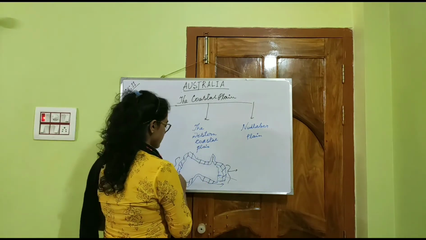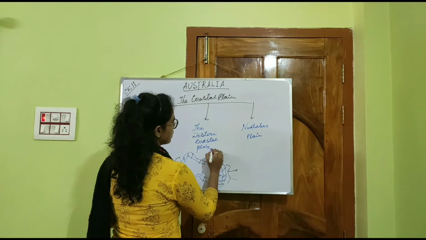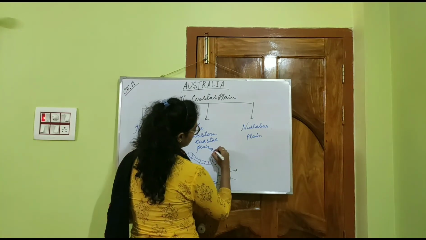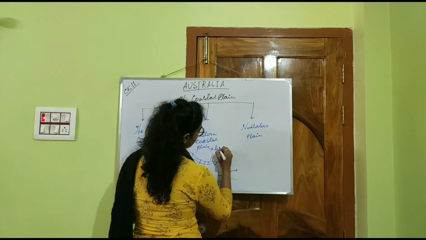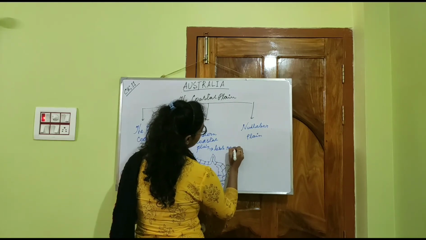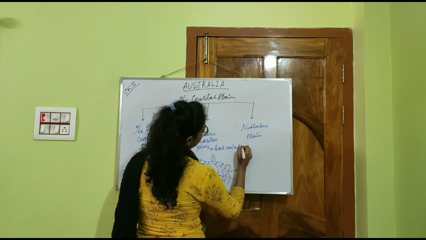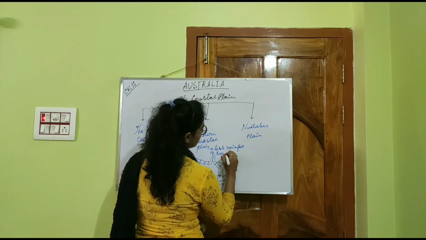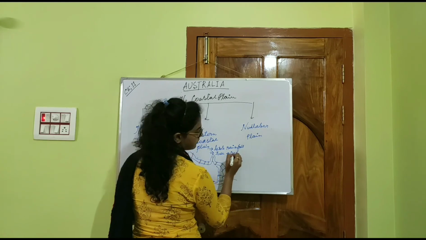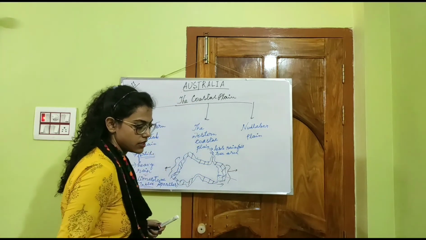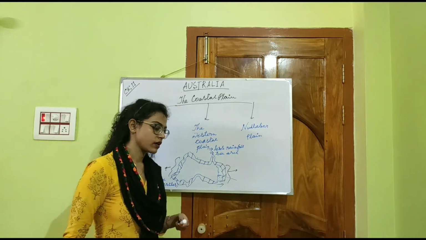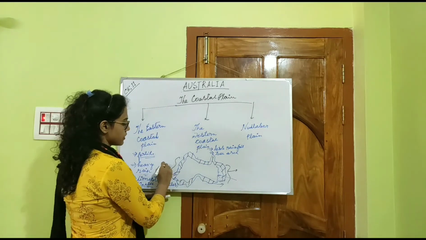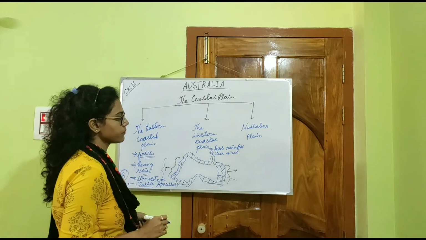So next is the western coastal plain, this portion. The western coastal plain is a less rainfall area, a less tree area. This is the less rainfall and less tree area, for that reason, on this side.